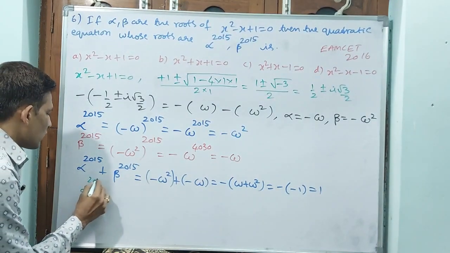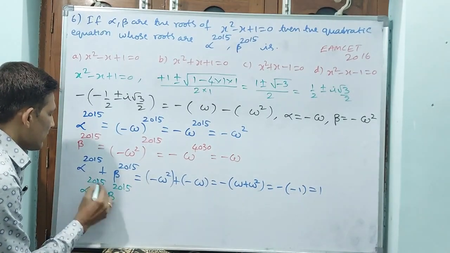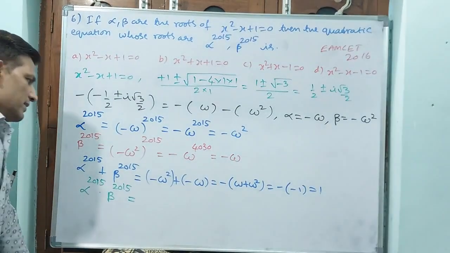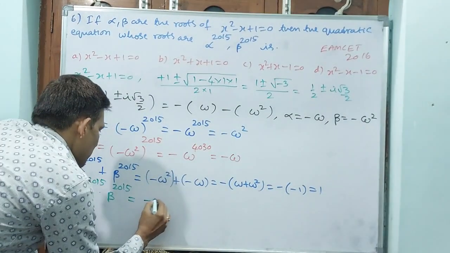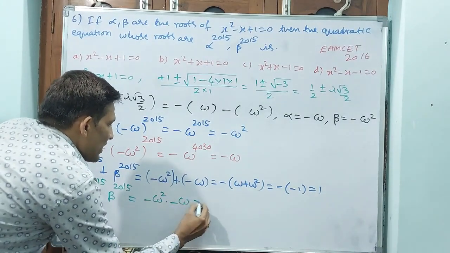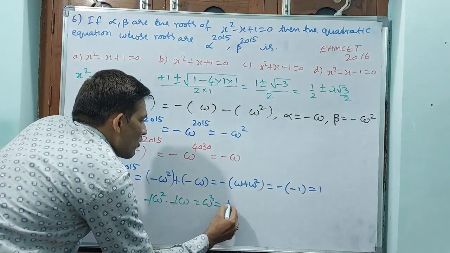Alpha to the power of 2015 into beta to the power of 2015 is equal to, you multiply. If you multiply, automatically what will come? Minus omega square into minus omega. Minus going to become plus. Omega cube will come. Omega cube value is 1.